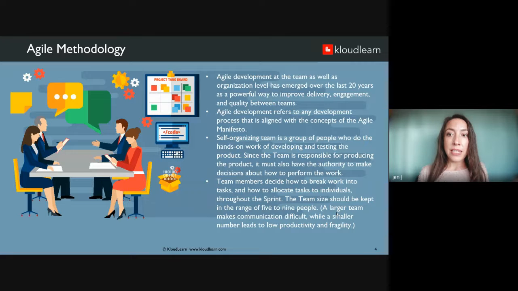Agile development at the team as well as organization level has emerged over the last 20 years as a powerful way to improve delivery, engagement, and quality between teams. Agile development refers to any development process that is aligned with the concepts of the Agile Manifesto.